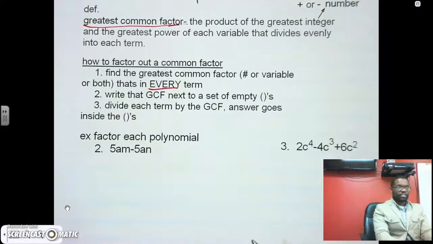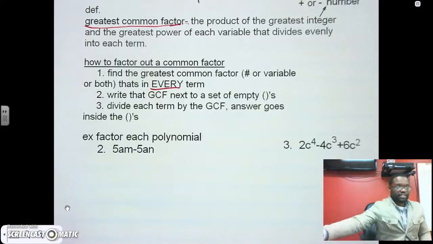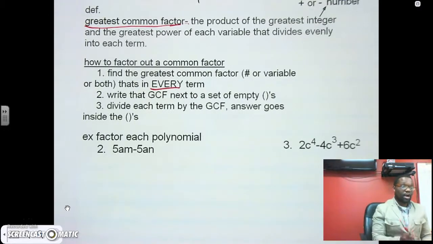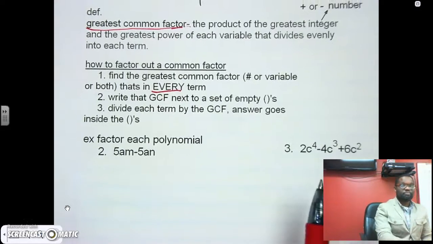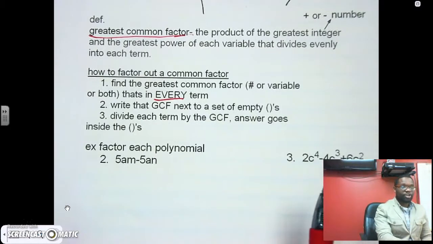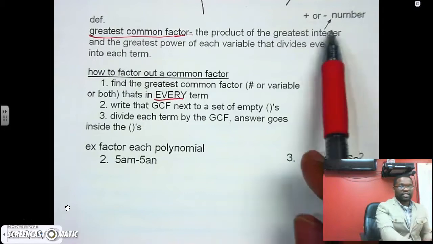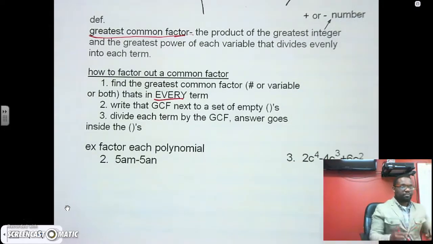the definition of a greatest common factor. The greatest common factor, the definition is the product, means multiply, or the answer for multiplication, of the greatest integer and the greatest power of each variable that divides evenly into each term. So what that says is give me the most of everything that you can out of each term that you have. That's all it's asking for. The biggest number, that's why it says positive or negative number. Give me the biggest variable that I can take out of each term.